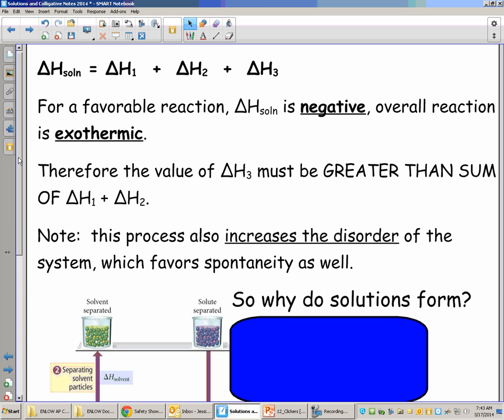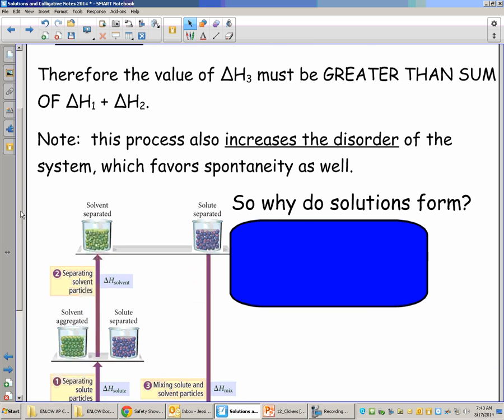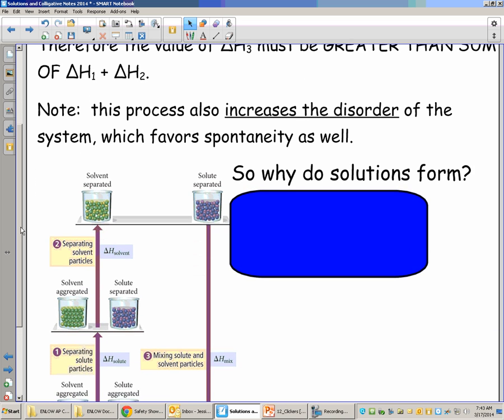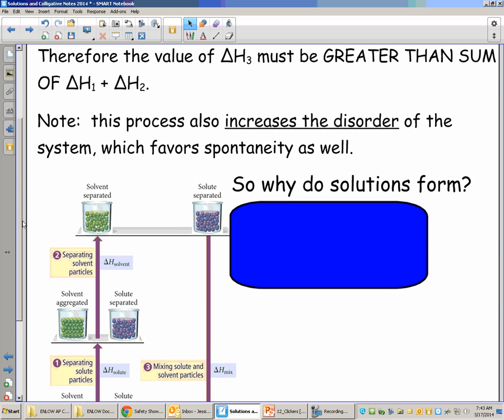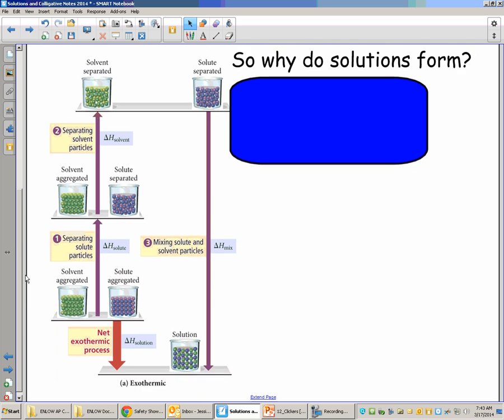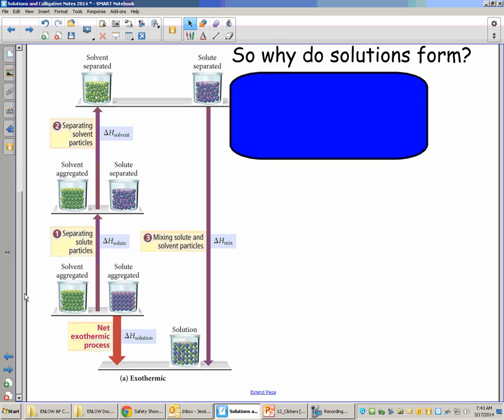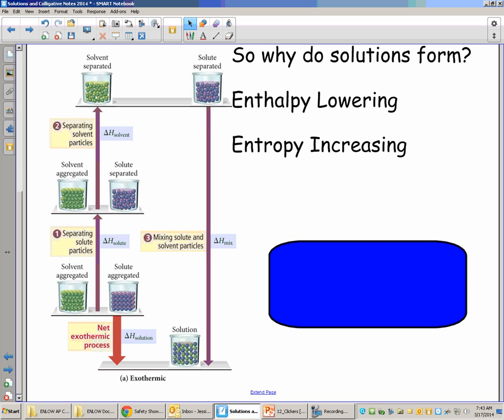Negative overall. Okay. The value of H3 must be greater than the sum. Also, the process we all know, ionizing, usually has entropy increasing. So why do solutions form? When the overall entropy and enthalpy are causing a thermodynamically stable or thermodynamically favorable condition.